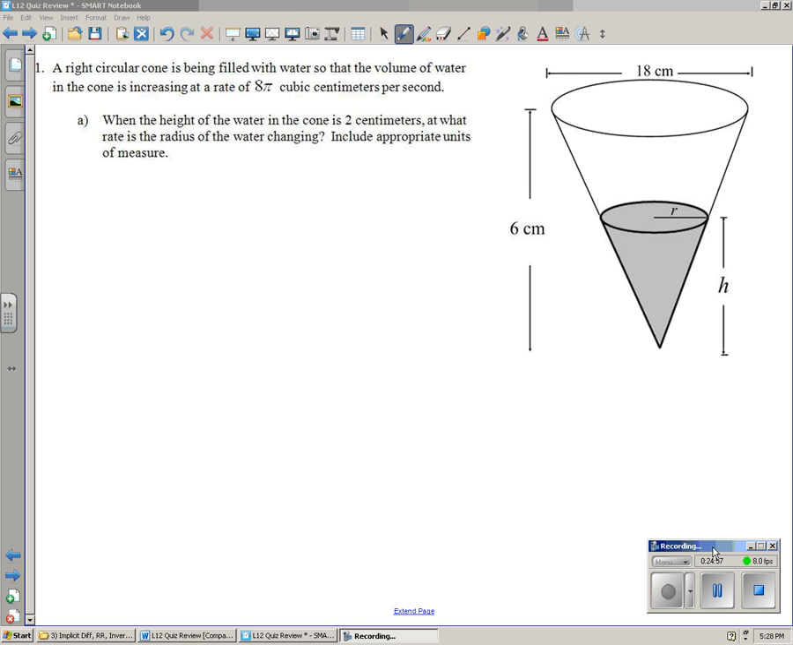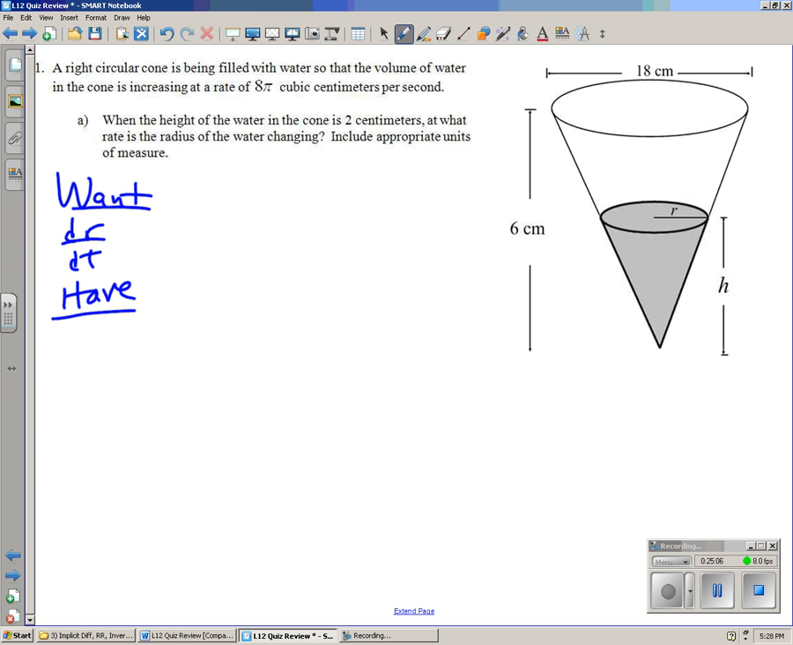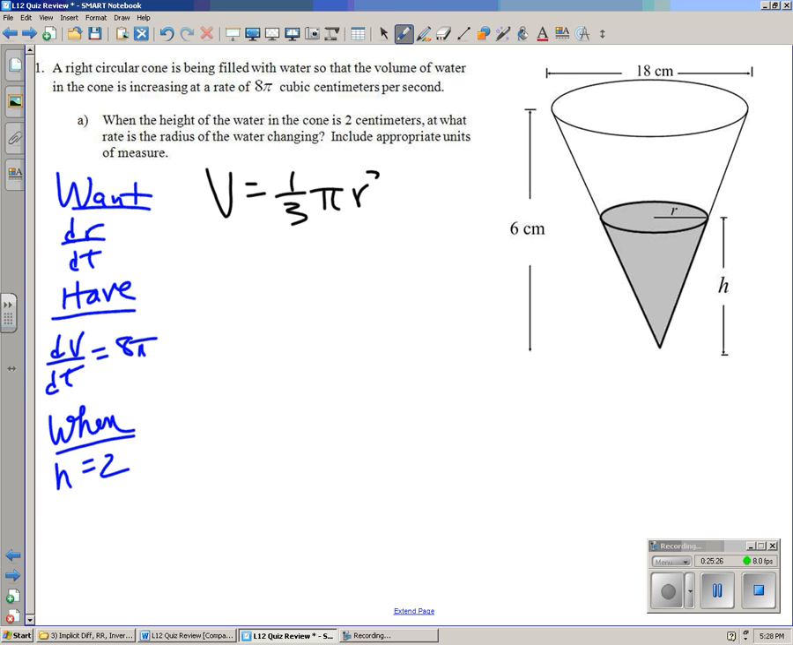So we want to find dr over dt. We know that the volume is changing, because you're pouring water into the cone, so you're pouring it in at a constant rate of 8 pi. We want to figure this out when the height is 2. So I wrote this in on the sheet. I don't have it on the smartboard, but the volume formula for a cone is this. Now, what's so obnoxious about this is that the radius and the height are changing. But good news, if you understand triangle proportionality, you can make this problem much simpler.